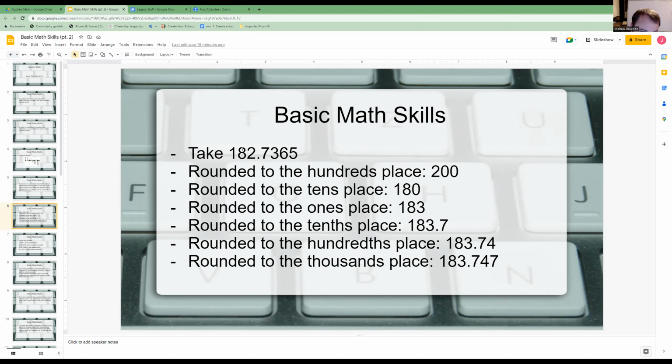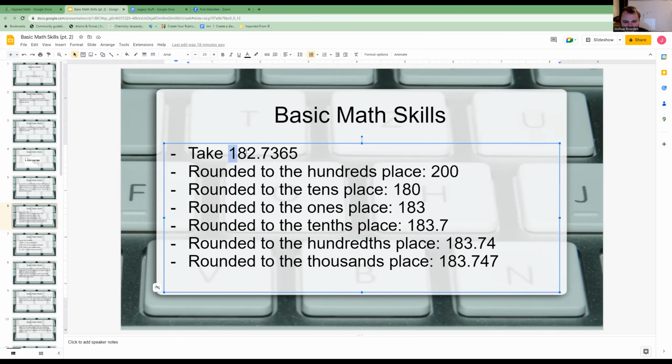Let's take 182.7365. If you round to the hundreds place, we look to the right of it. The first thing you see is an 8. Am I rounding up or down? Well, at 8, I would round up. So I'm going to turn this into a 2. But you don't just write 2, because this goes from 182 up to 200.